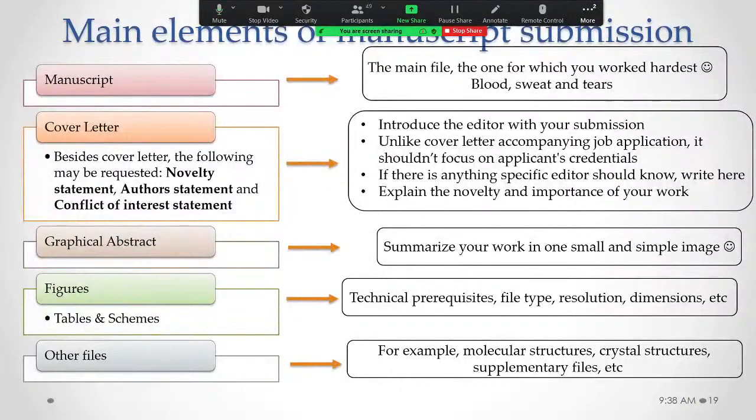These are the main elements of manuscript submission. It doesn't mean that these are all elements. Some elements can be added, some could be excluded. For example, a graphical abstract, as I said, is not always required. From one side, we have the main manuscript file, but from the other side, we have other files necessary to be submitted along with the manuscript, and it is necessary to be familiar with all of these elements. Regarding other files, you can also submit supplementary files.